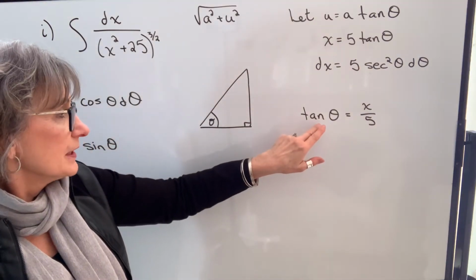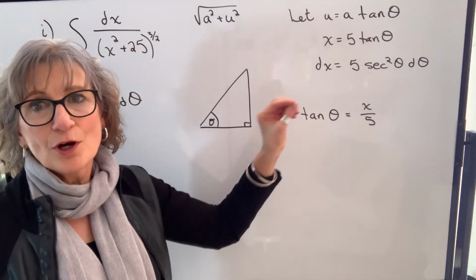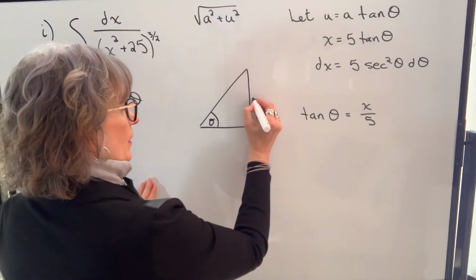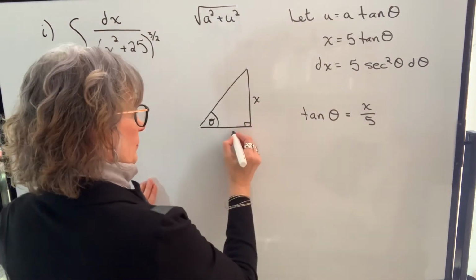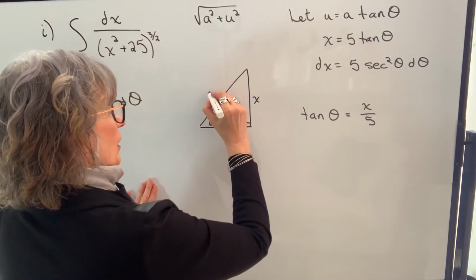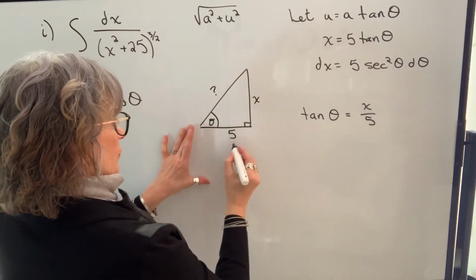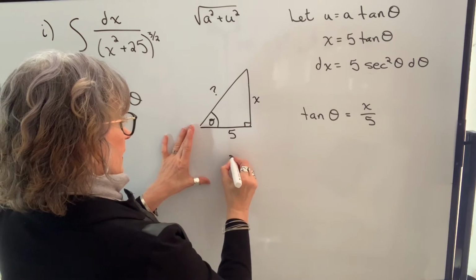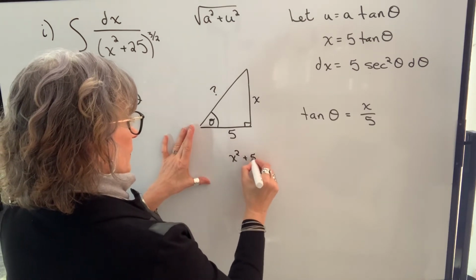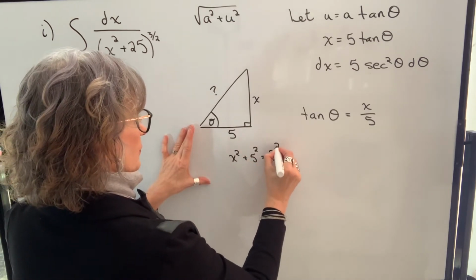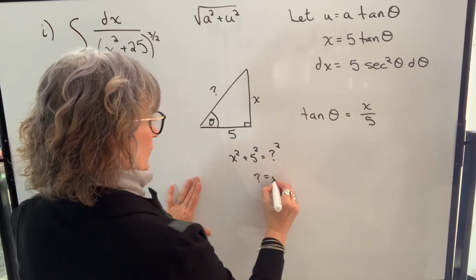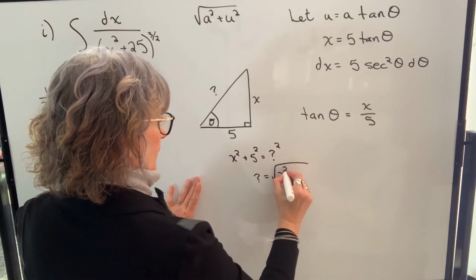We know that tangent is equal to the ratio of opposite over adjacent. So opposite would be x, adjacent would be 5. And then to find the hypotenuse, we can use our right triangle theorem. So the right triangle theorem says that x squared plus 5 squared will equal hypotenuse squared. So our hypotenuse will equal the square root of x squared plus 25.